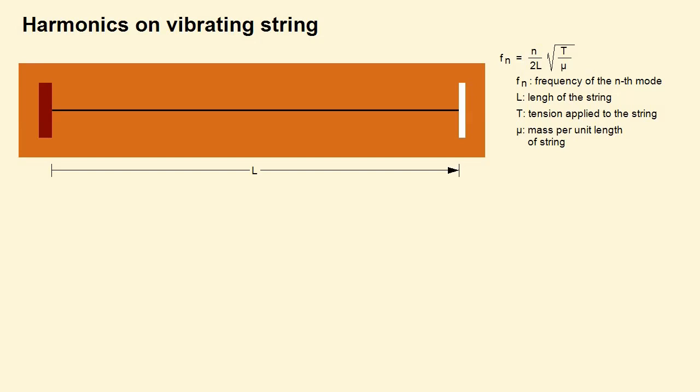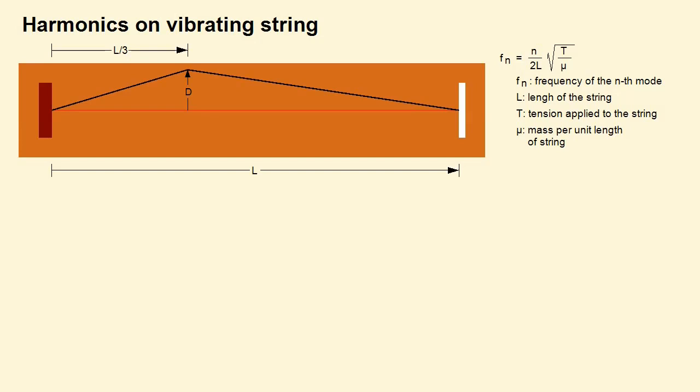Then we will pull the string at a distance of 1/3 of its length measured from the bridge of the instrument, to produce the deformation shown in the figure. In this particular case, the amplitudes of the harmonics are given by the relationship shown below the equation for the frequencies.